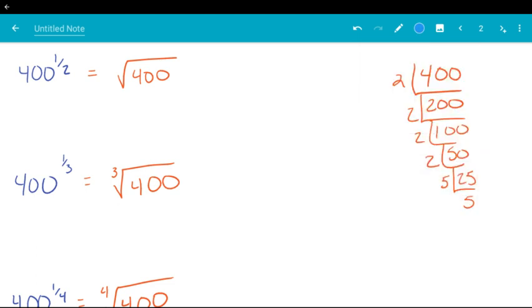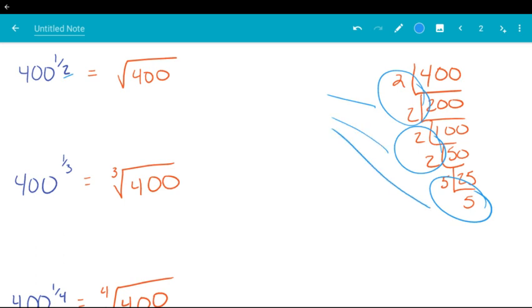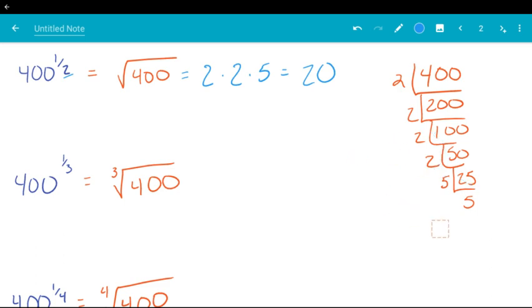In this case, since we're taking a square root, we're looking for which number times itself twice. So here's a number times itself, here's a number times itself, here's a number times itself. What do we do with all those numbers? We multiply them together, right? So the square root of 400 is 2 times 2 times 5, which is 20, which you probably already knew that, maybe. Okay, so 400 to the 1/2 power is the square root of 400, which is 20.